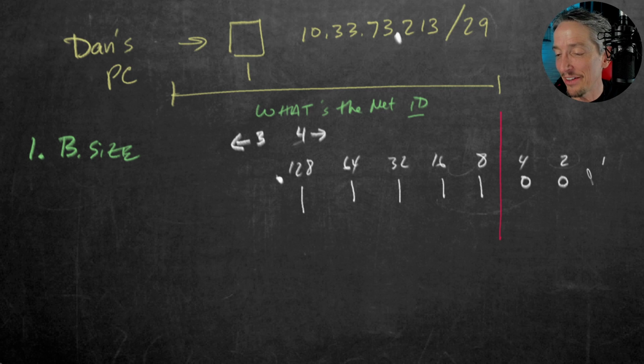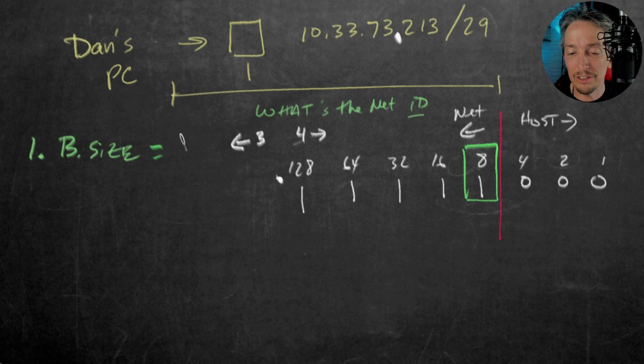Between network on the left and host bits on the right. So that's net, that's host. And so far so good. And then our question here is block size. So we'll go ahead and put a block around the block size, which equals 8.